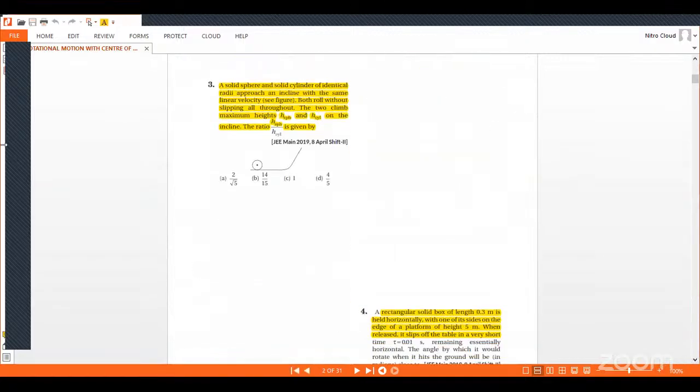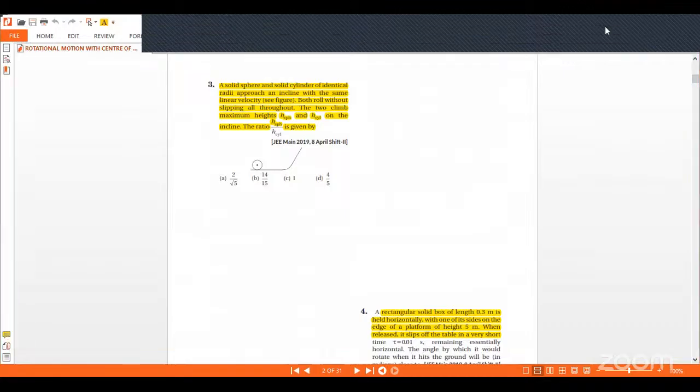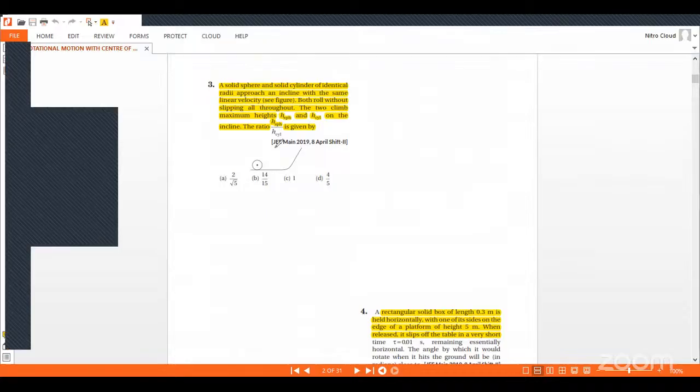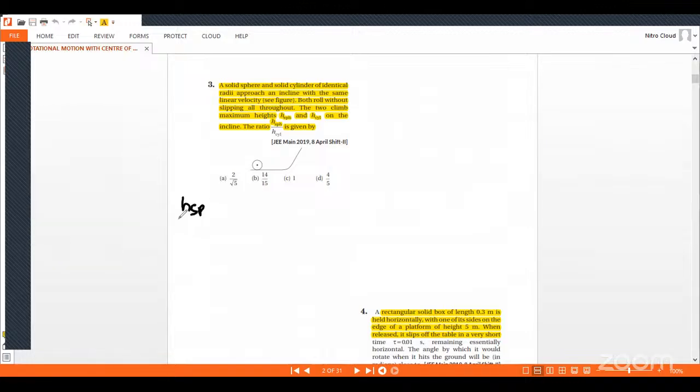A solid sphere and a cylinder, of identical radii, approach an incline with the same linear velocity as shown in the diagram. Both roll without slipping all throughout. The two climb maximum height, H sphere and H cylinder, on the incline. The ratio of height of the sphere by height of the cylinder.